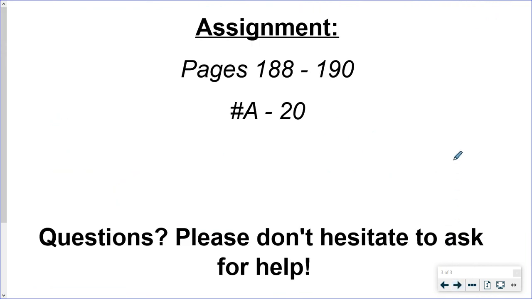All right, so your assignment for today, 6th graders, is going to be found on pages 188 through 190. And it looks like there are 10 practice set problems. So we're going to go into number 20 today. So you're going to do letters A through 20.